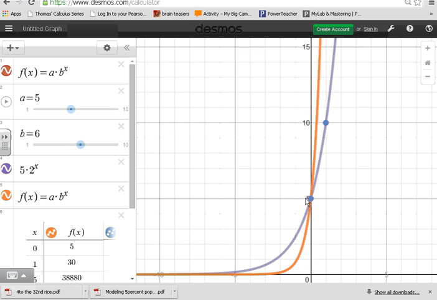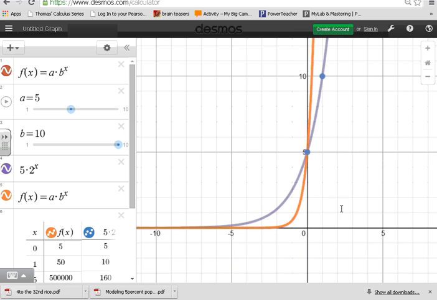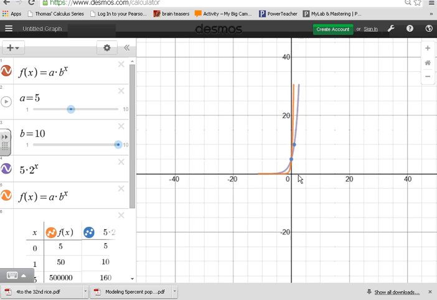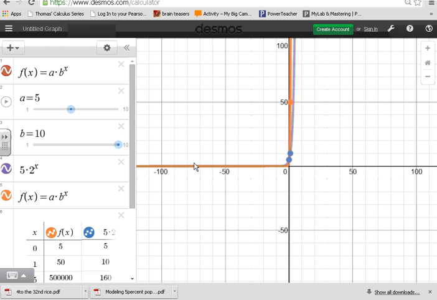It seems to be more of a horizontal compression. And I can see that just a small change in B causes a very dramatic shift in the nature of the curve. And in fact, if I go all the way up, it almost looks vertical right away. Even if I zoom out, we can see that there's still a considerable difference in the nature of the graphs.